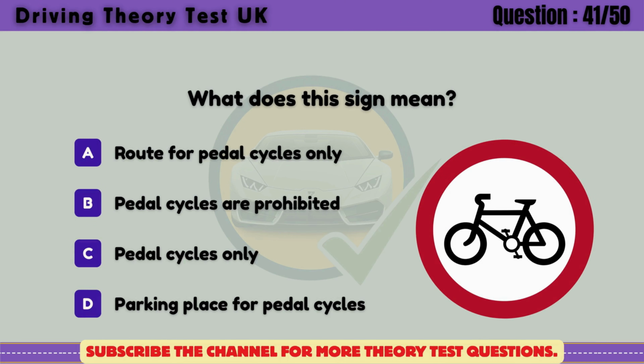Question 41. What does this sign mean? Option A. Route for pedal cycles only. B. Pedal cycles are prohibited. C. Pedal cycles only. D. Parking place for pedal cycles.